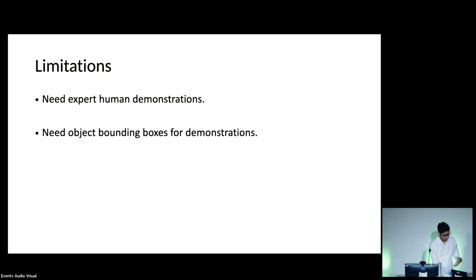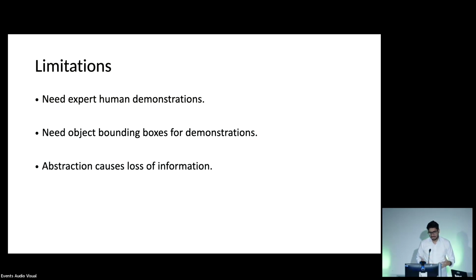Now I'll discuss the limitations of the work. First, we need expert human demonstrations for this to work. Even though collecting human demonstrations is much easier than robot demonstrations, it is a limitation nonetheless. We also need object bounding boxes of demonstrations, which might not be available in all cases. Also, the abstraction that we do results in a loss of information, which might be useful for some tasks which require fine-grained reasoning.